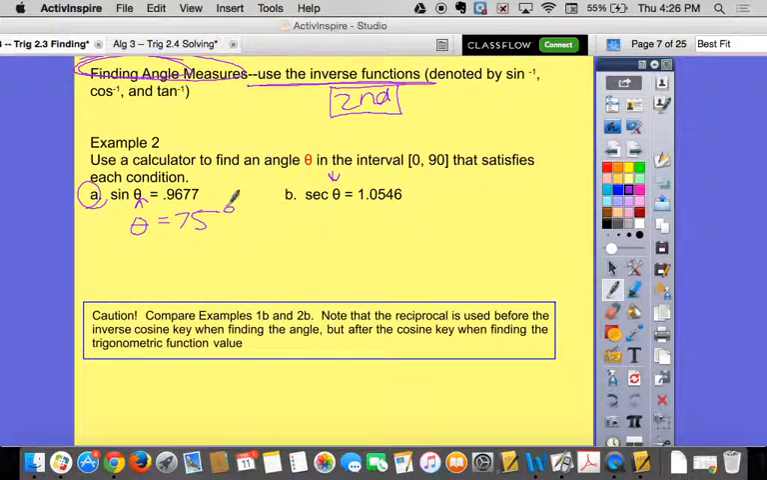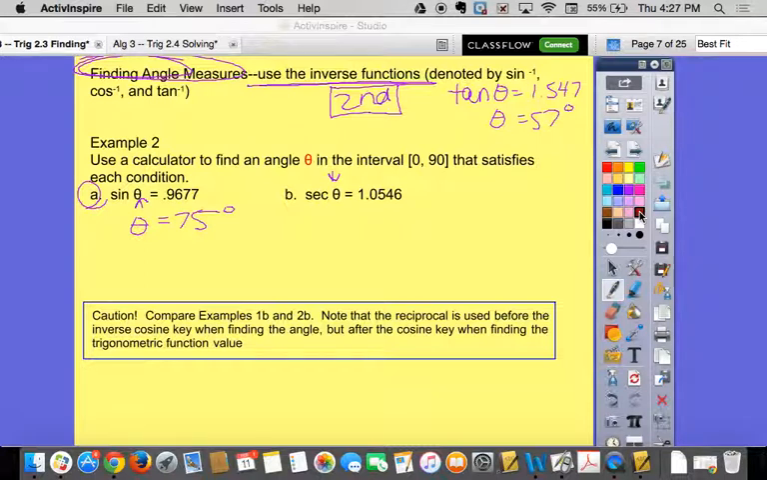If I gave you one that said tangent theta equals 1.547, you would need to hit second tangent and then whatever the decimal is. And then you can round to the nearest degree. Now the question comes in, again, what do you do with reciprocals? It's got a little different flavor to it. You've got to do the reciprocal thing, but now we're in an equation. So when you're in an equation, the old standard rule is what you do to one side, you must do to the other. So you're going to do the reciprocal of both sides.